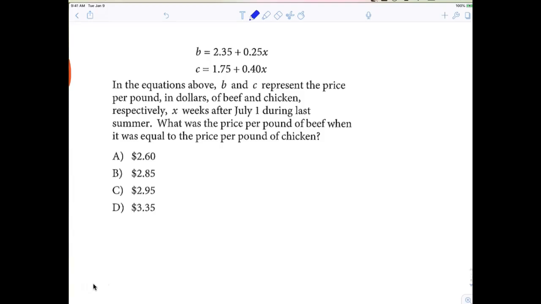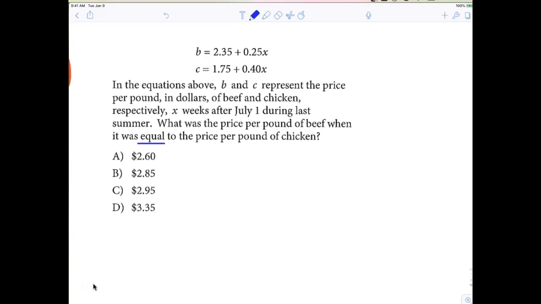So what do I do with those two equations? Come on, stop and listen and think about it. When were they what? Equal. So I would do what with the equations? What would the substitution be? I'm not understanding. Listen, guys, come on, man. It says, when were the beef and the chicken equal to each other? That's what that means. When were they equal?